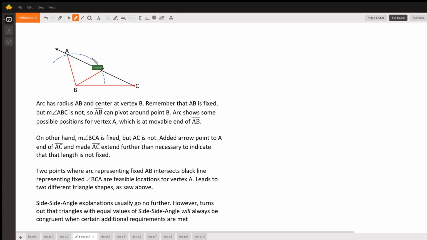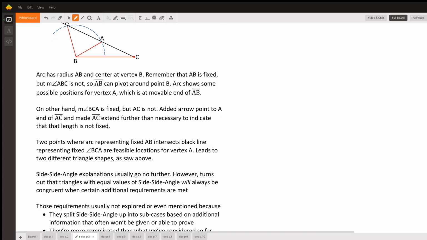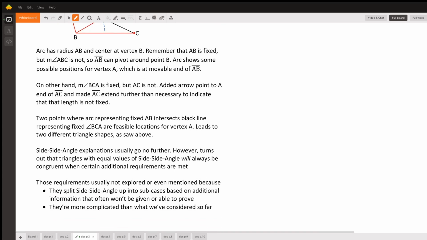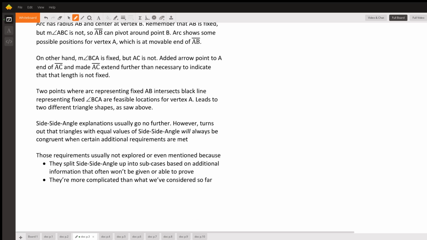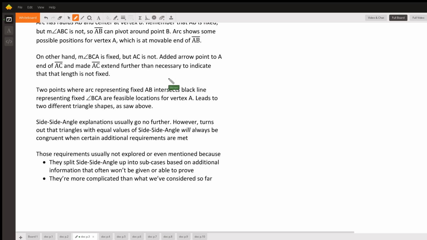This arc shows possible locations of vertex A, and so vertex A has to be on this line because that angle is fixed, and has to have this length for side AB. They meet here, but they also meet there, so we get two possible triangles. And side-side-angle explanations usually go no further than that.